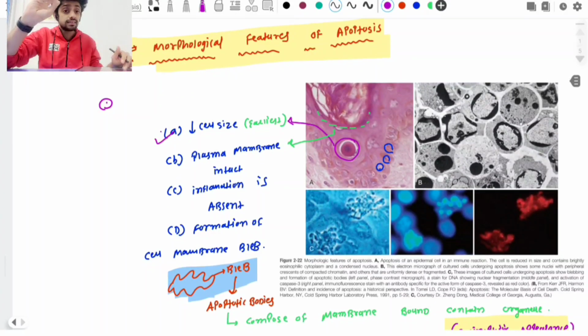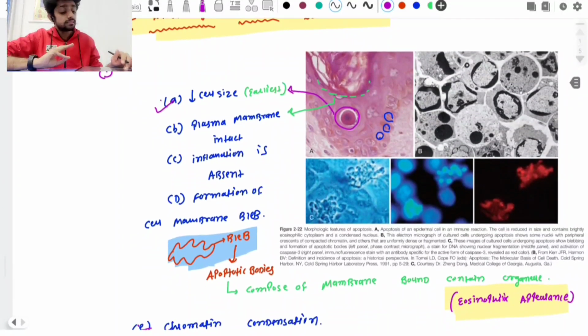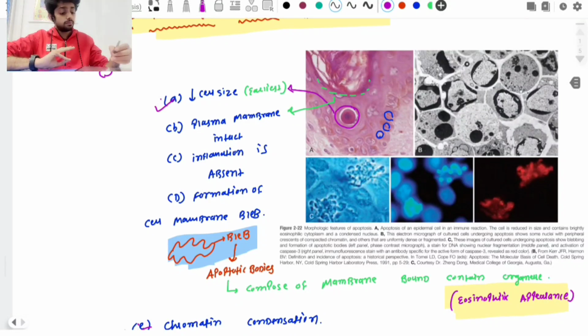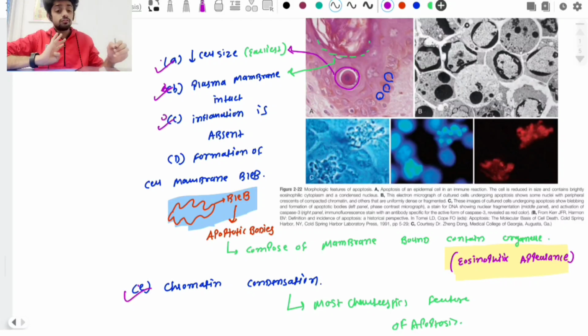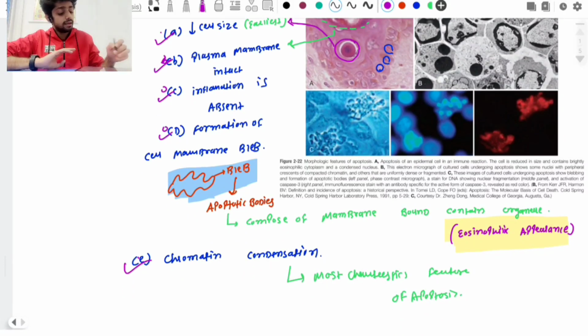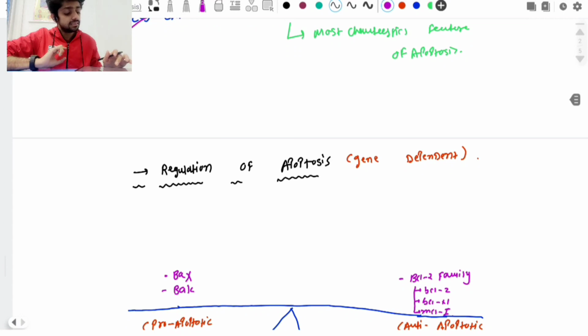Number 1, decrease in cell size, and it is the earliest feature. Second, the plasma membrane is intact. Third, inflammation is absent. Number 4 is formation of membrane blebs, and number 5 is chromatin condensation.